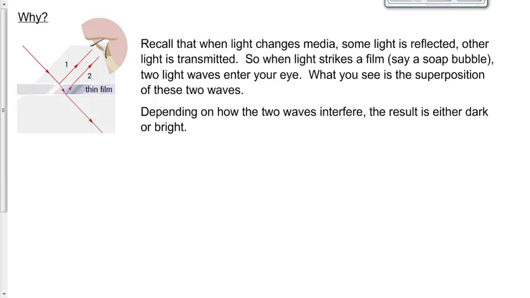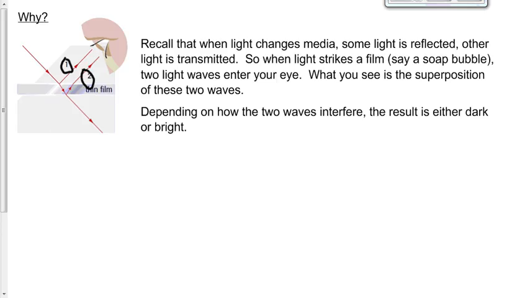Depending on how these two waves interact, whether they're in phase or out of phase, we're going to see different things. It'll either be dark or bright depending on how wave one compares to wave two. So in order to explain what we see, we have to explain how wave one compares to wave two. Hopefully you can see that if wave one is in phase with wave two, they would add together and you'd see something bright. And if wave one was out of phase with wave two, they would destructively interfere and you'd see something dark.